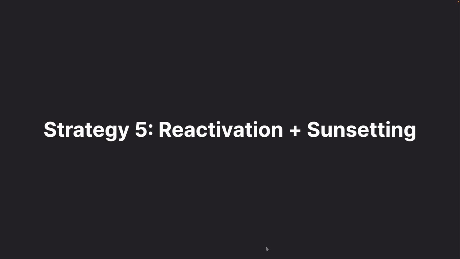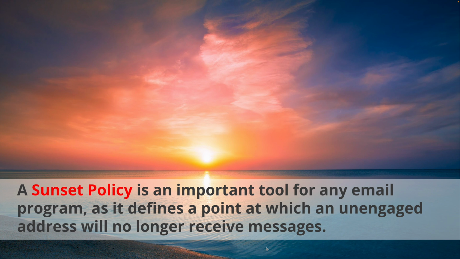Finally, just as important as who you send to is who you don't send to. Reactivating unengaged people and sunsetting them when they still don't engage is necessary for good list hygiene. A sunset policy is an important tool for any email program as it defines a point at which an unengaged email address will no longer receive messages. We highly recommend sunsetting people after 180 days without engagement.